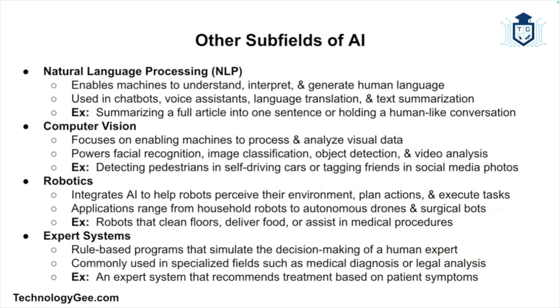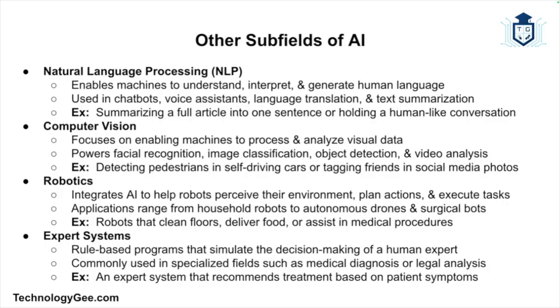Now, there are some other subfields of AI. So while machine learning and deep learning get all the hype, AI is bigger than that. And here are a few other key areas. So you have what is called natural language processing. And this is how machines understand and generate human language. So think about chatbots, language translation, or summarizing a long article into one sentence.